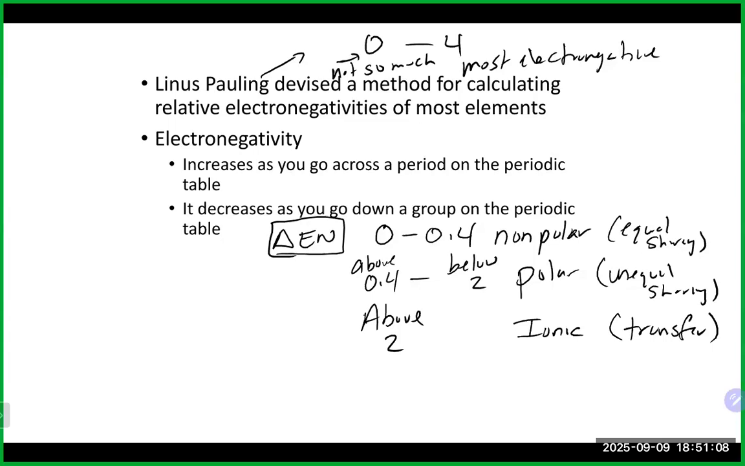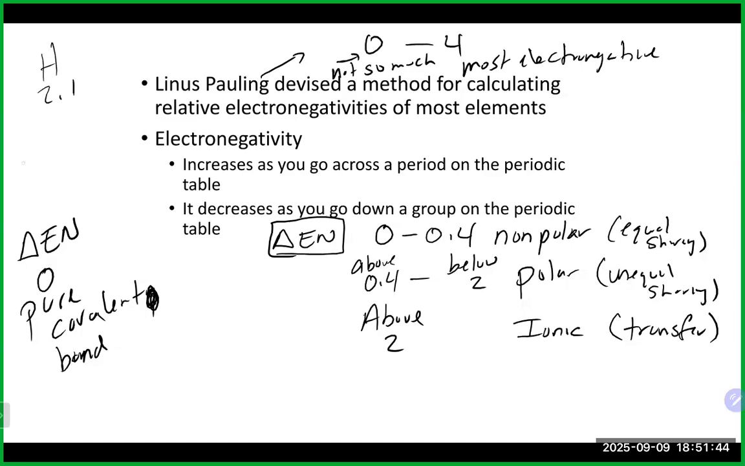Now, if you end up with, for example, a difference in electronegativity that is 0, some books and some people will call a difference in electronegativity value of 0 a pure covalent bond. That's just a fancy way of saying that's as perfect equal sharing as you could get. So for example, if we did hydrogen, H2, whatever hydrogen's electronegativity value is, which by the way is like 2.1, if you go to the table, I think 2.1 sounds good.